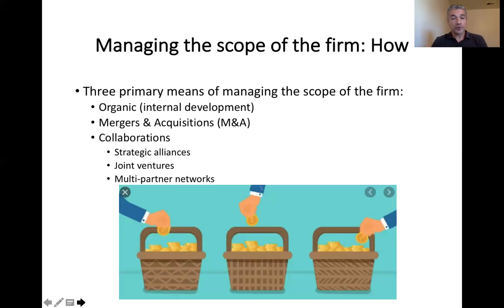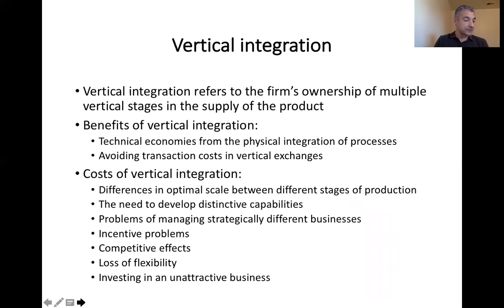And we'll talk about that as well. This potentially can give you all the benefits of having a larger scope without necessarily the costs being there. So we'll identify that later on. But we're going to start with vertical integration, right?